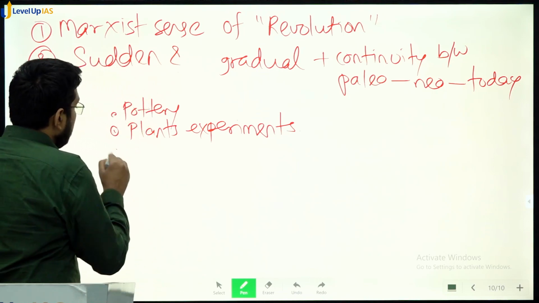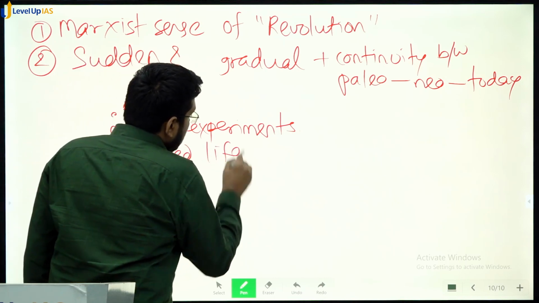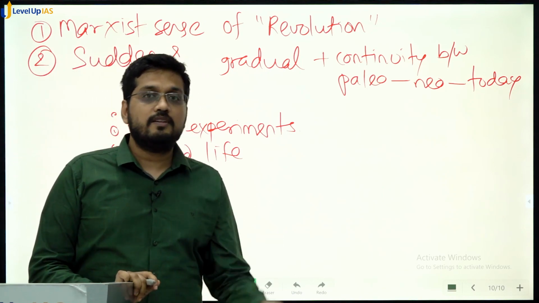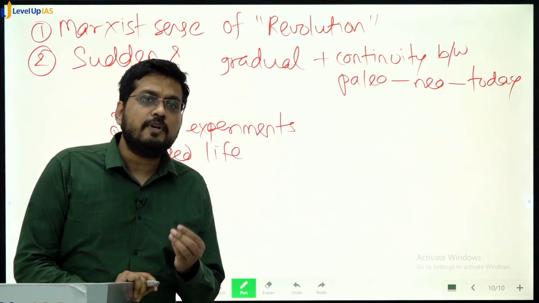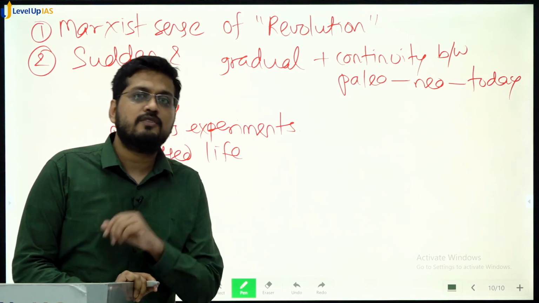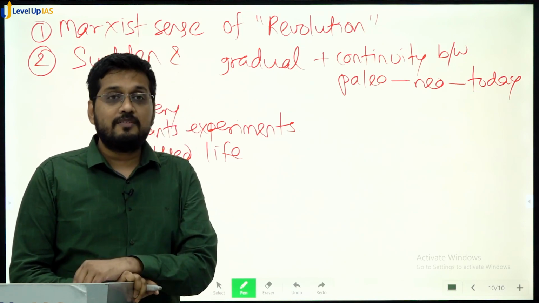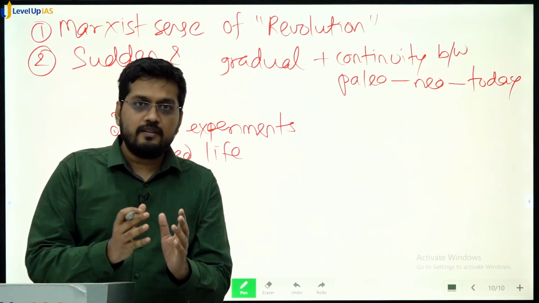Then settled life. Even the settled life did not begin with Neolithic. Whatever Gordon Childe may say, that with farming only came the villages, it is not true. We have the beginning of settled life in many places quite before the beginning of agriculture. That is why the term called Mesolithic. Mesolithic has some features of Paleo and some features of Neo already.